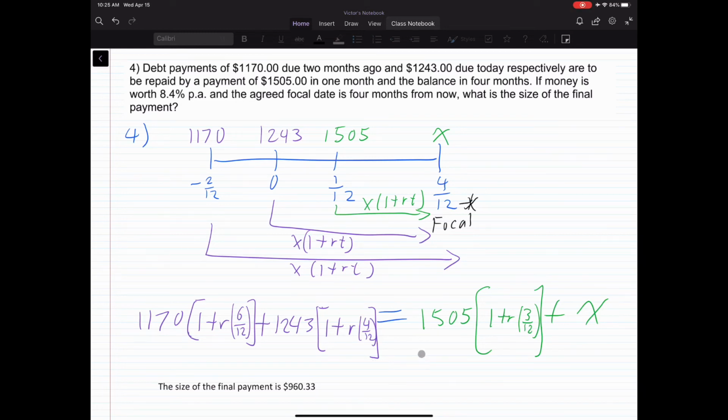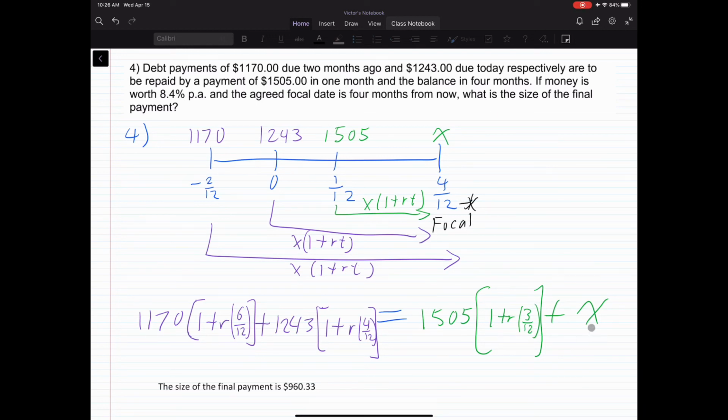Same idea for the payments. We have two payments. 1505 is 1 month from now, and that is to the left of the focal date, so we multiply it by 1 plus RT. The t that we use is 3 over 12, because we have 4 over 12 minus 1 over 12. The time in between 4 months from now and 1 month from now is 3 months. Finally, we have X. X is already at the focal date, so no conversion is needed.